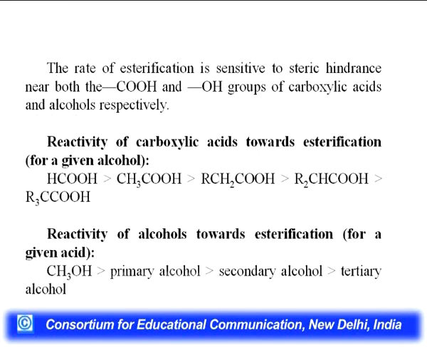methyl benzoate. The rate of esterification is sensitive to the steric hindrance near both the carboxylic group and hydroxyl group of the carboxylic acid and alcohols respectively. Therefore, the order of esterification towards carboxylic acid will be, you can see, the more the number of alkyl groups, the less will be the reactivity. Then reactivity of alcohols toward esterification, you can see the reactivity will decrease when the alkyl group increases, the tertiary alcohol or secondary alcohol, the number of R groups will increase on the alcoholic group.